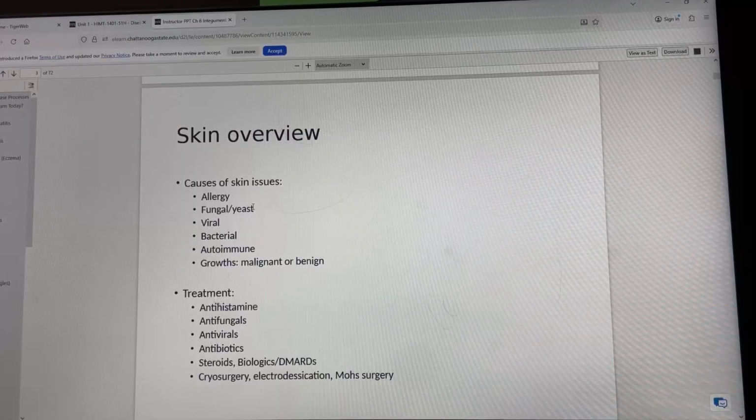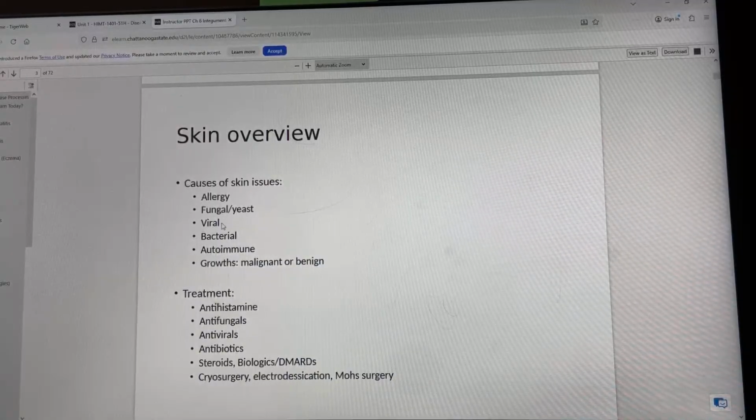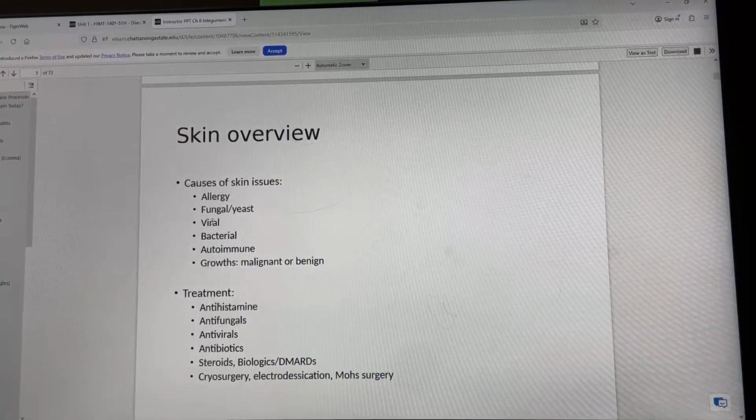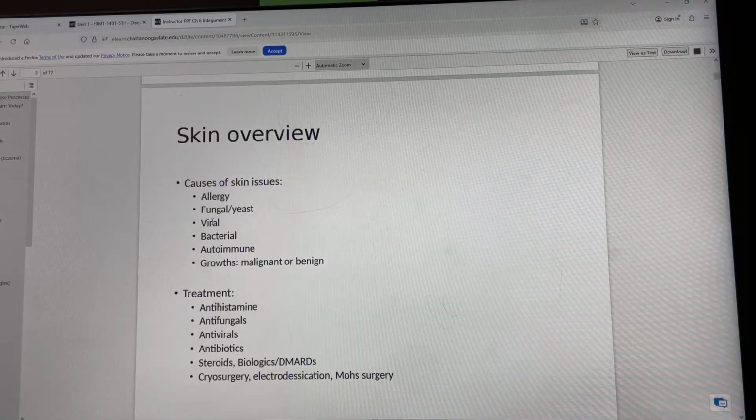Another broad category is a fungal or yeast infection. Has anybody ever had athlete's foot or ringworm or something like that? Ever heard of those? Yeah. It's just a fungal or yeast infection. Another broad category is viral. There are some viruses that can cause skin breakouts. Bacterial is another main cause. Some kind of bacteria is causing some kind of infection.